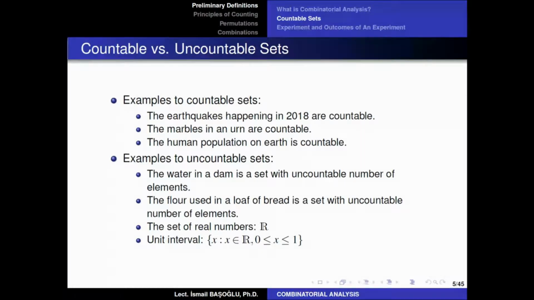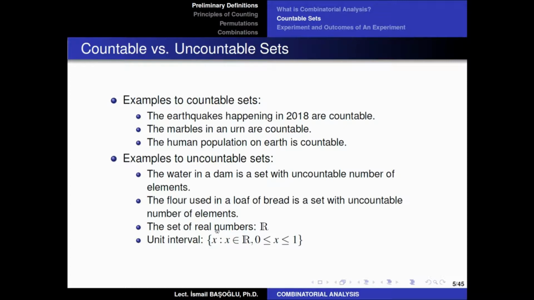Or the flour used in a loaf of bread is, again, a set with an uncountable number of elements. If you are going to bake a loaf of bread, you are going to use some flour for that. But that flour is an amount which is only measurable. It is not countable. You cannot count the flour. You cannot say how many flours we are using to bake a bread. You can only ask how much flour you are using.